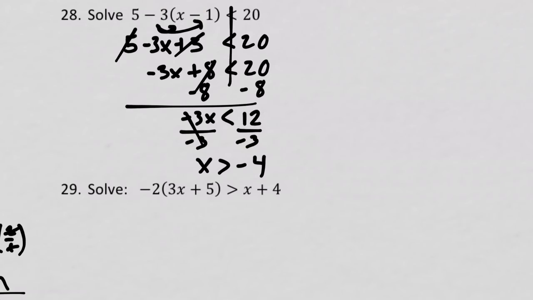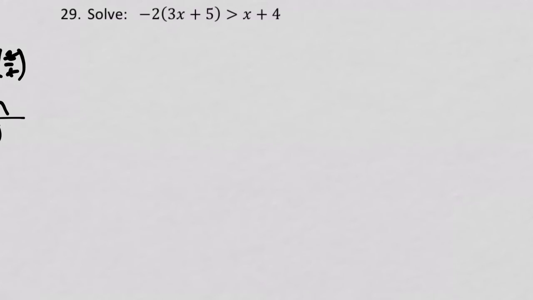That's your final answer right there. Okay, number 29, same idea. We're going to first distribute to get rid of those parentheses, then isolate the x. I know there's x's on both sides, but first I need to get rid of those parentheses.